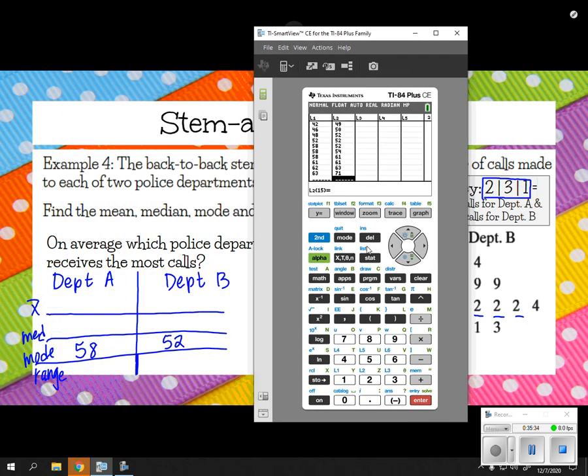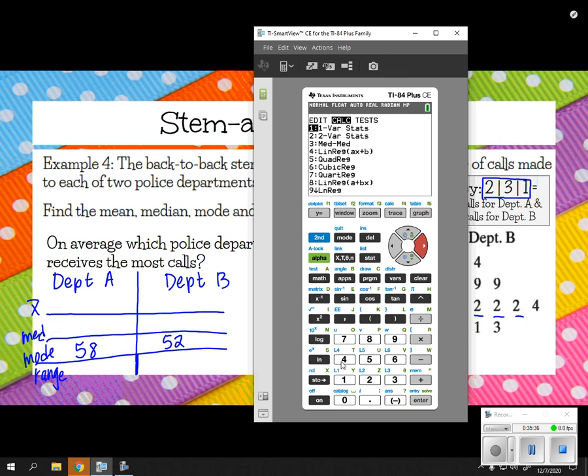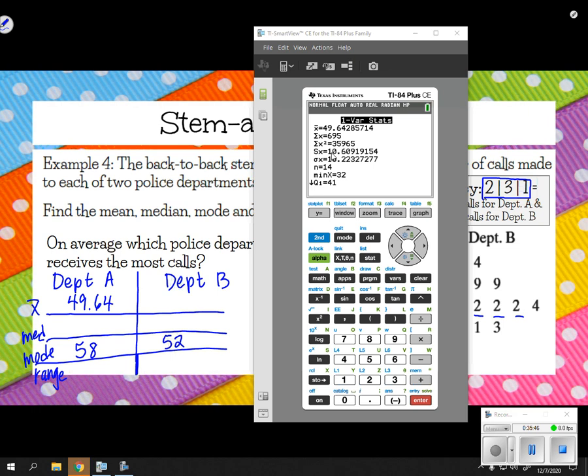And now we're going to do Stat, right 1, and I want to do it on L1. That's Department A. So my mean is 49.64. And my median is 50. And my range is 63 minus 32, that's 31.